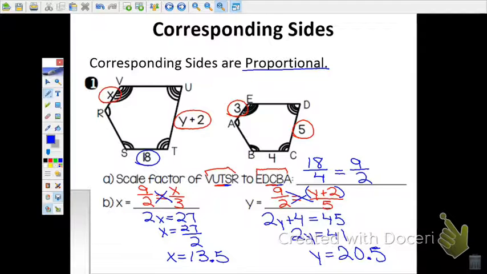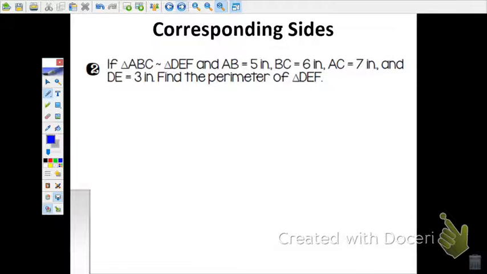So our corresponding sides are proportional. Okay, so we need to find a scale factor, use that scale factor to set up proportions. Okay? But again, order is very important as we look at those, matching up those corresponding parts.